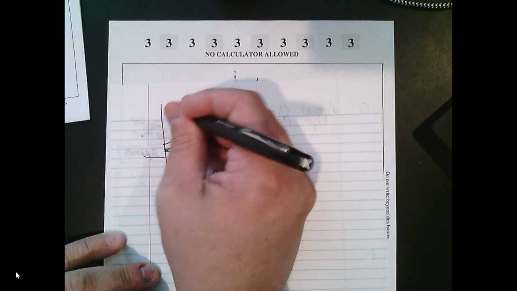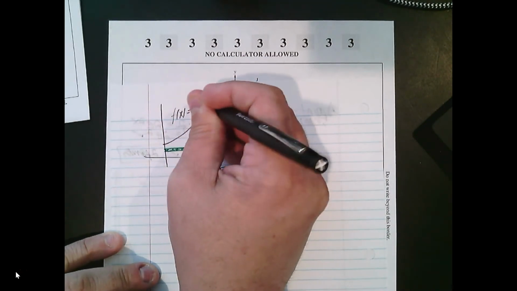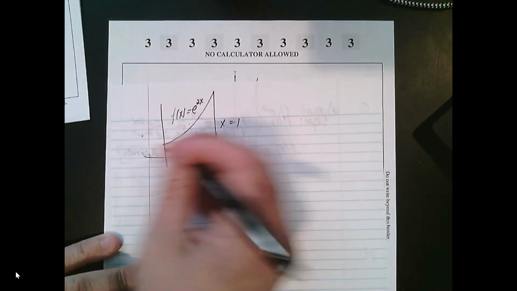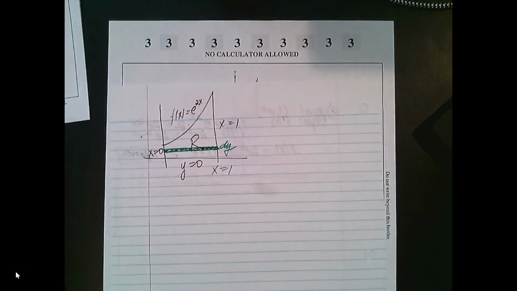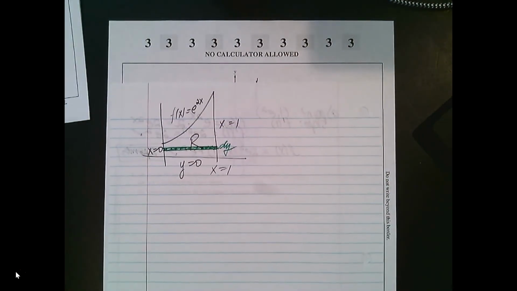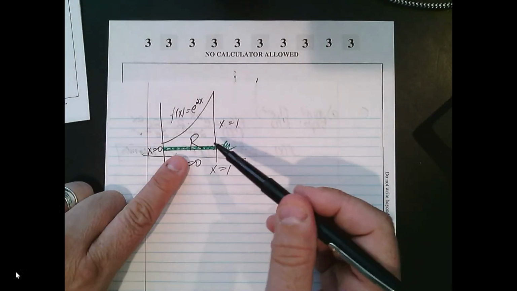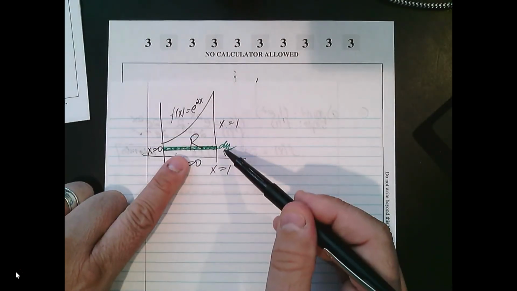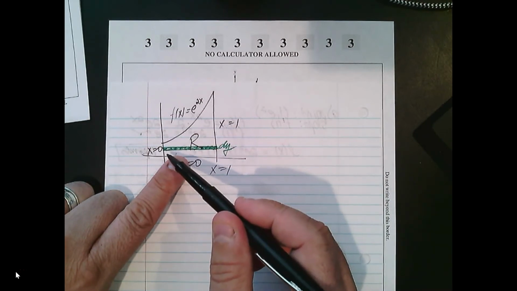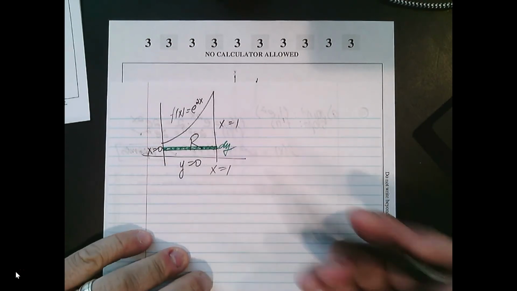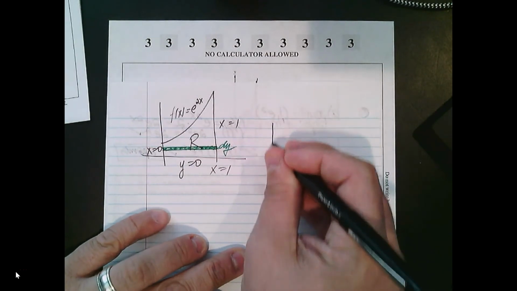My top function is f of x equals e to the 2x. We're bounded at x equals 1, x equals 0, and y equals 0. Now, part of what's going to make this a little bit trickier is that we are looking at a dy integral, so whatever we do, everything is going to be in terms of y. Furthermore, we know that the slices are going to be squares. So let me draw a square here just for a second.